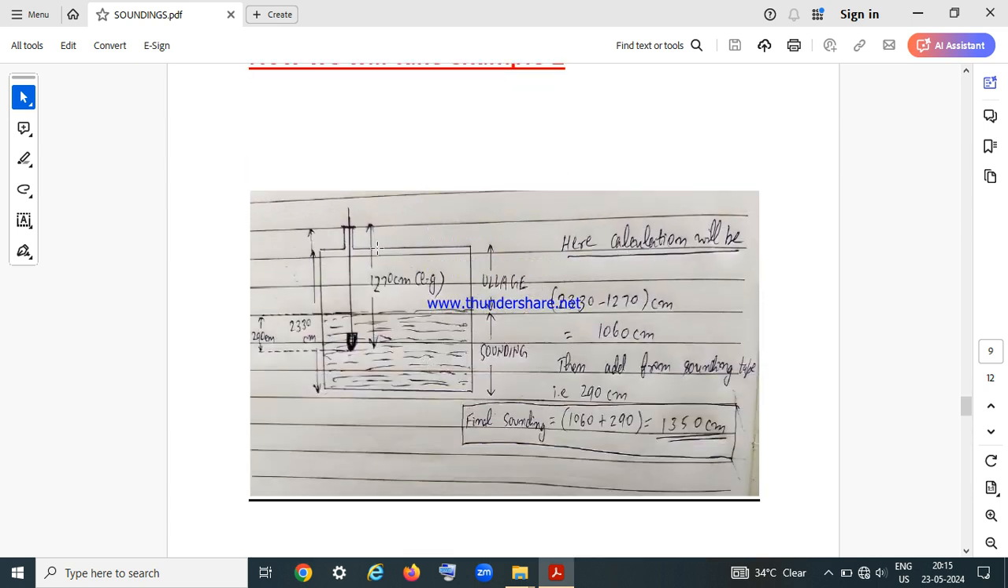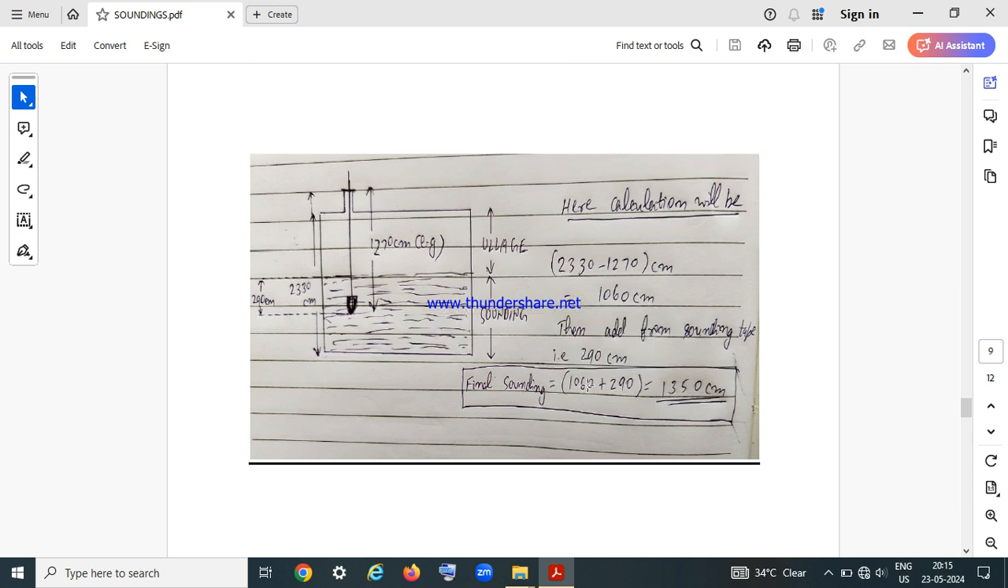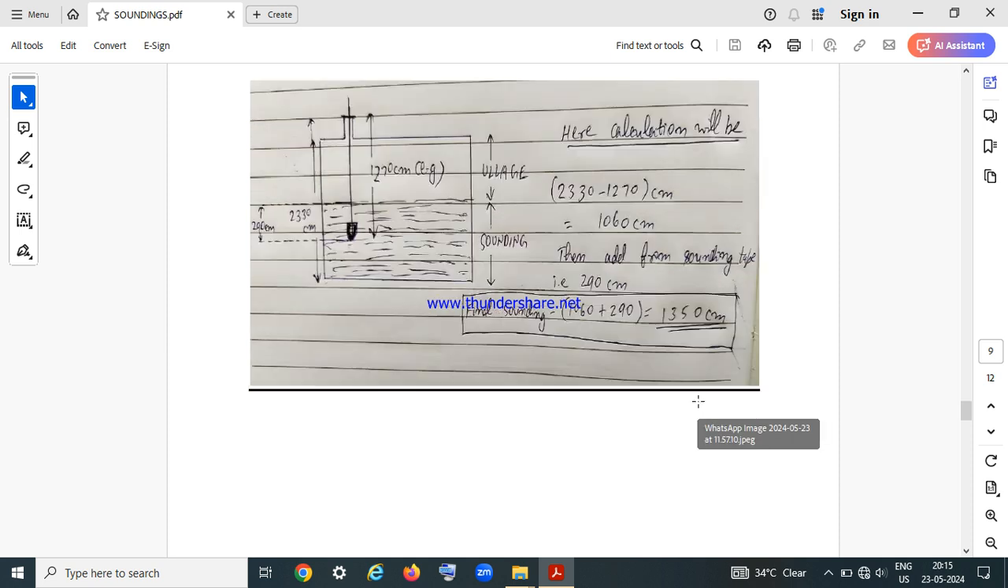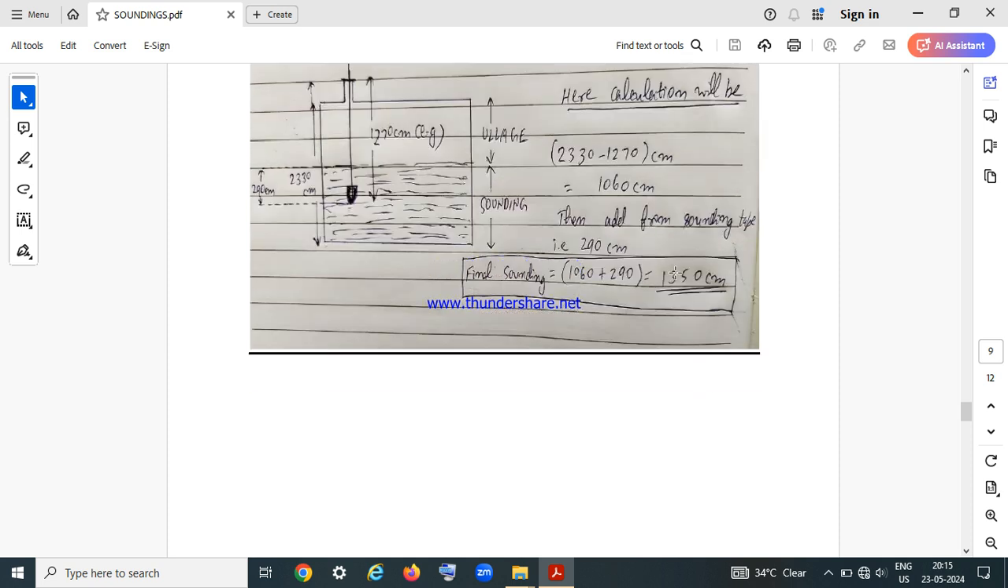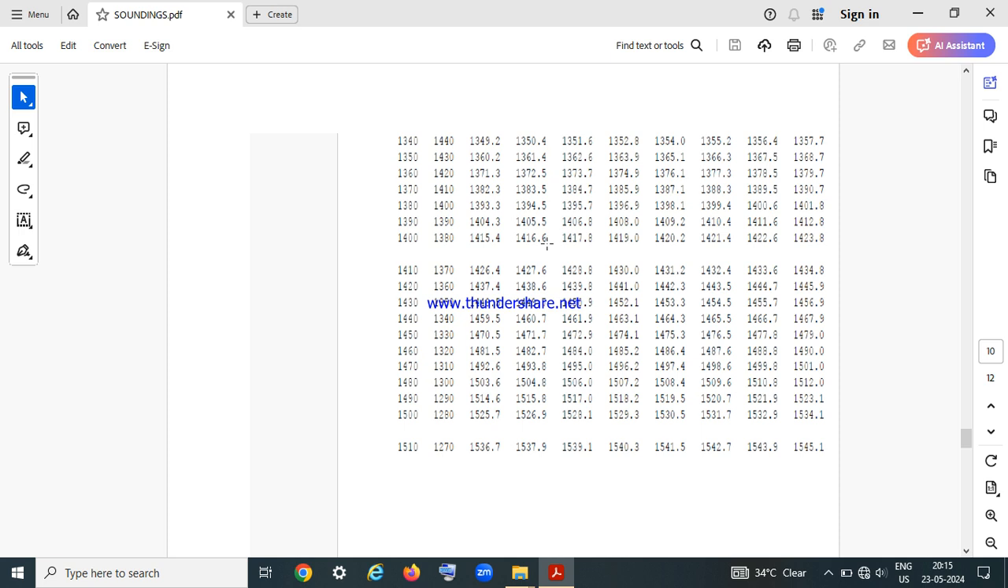Example 2. Here we can show that the sounding bob has reached inside the fuel level. So here we found sounding 1350. So here all 1350 at the different trims it is showing.